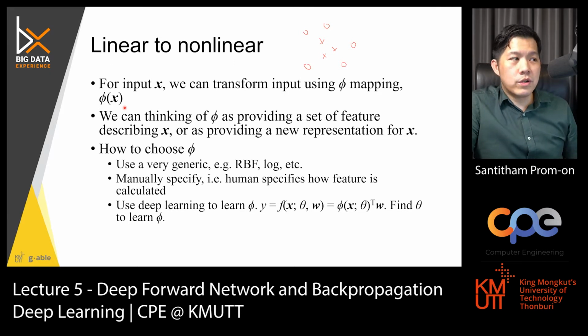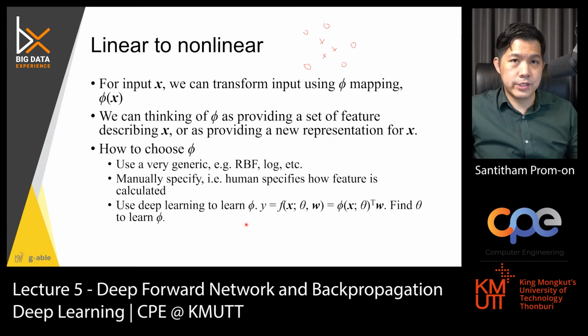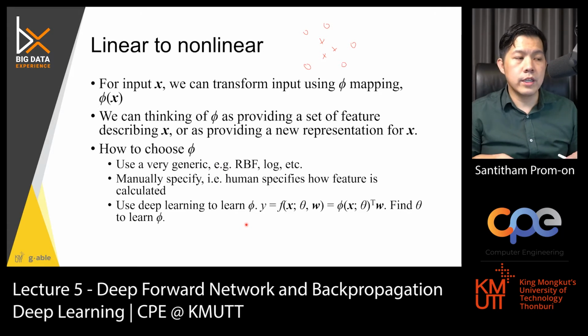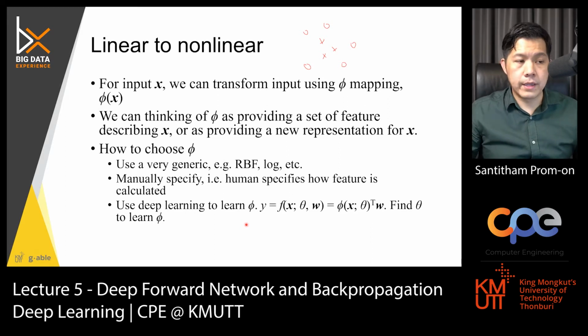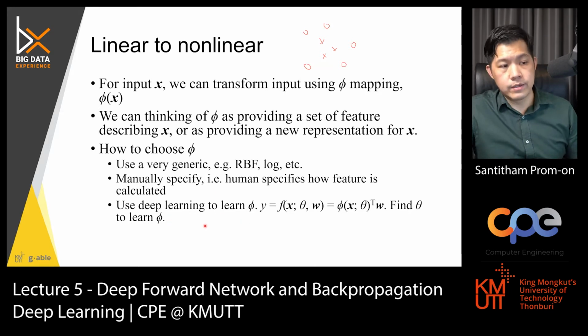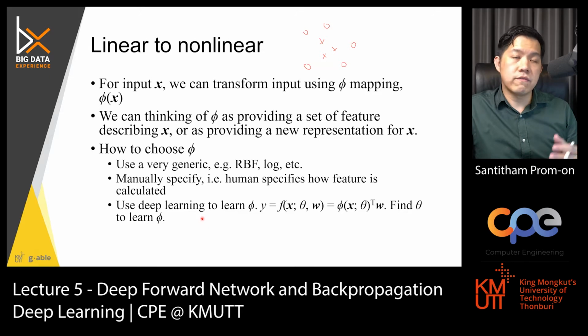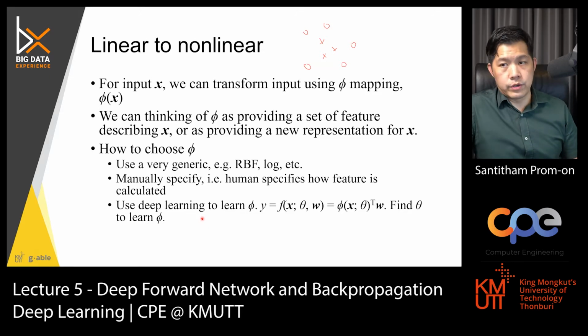But in a neural network, we would not specify such a function as the RBF or something like this. We want the system to learn that function by itself, to learn the representation, to learn how we should transform the data, to have the best features representing the data in order to do the tasks that we want. So such a transformation function for deep learning needs to be learned in order to match the task that you want to do.